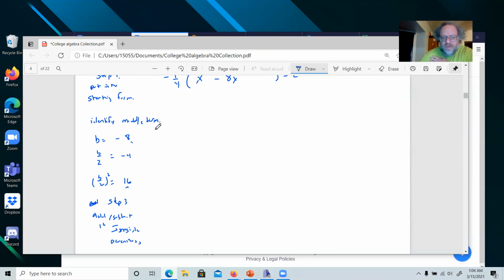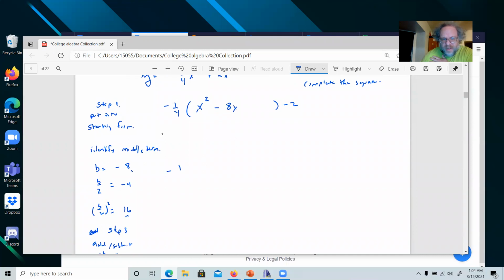So here we go. We have -1/4, we have x squared minus 8x, and then we're going to add a 16 and subtract the 16. And we're just going to have this -2 hanging out. Don't forget about this. That's an easy way to get the wrong answer real fast.